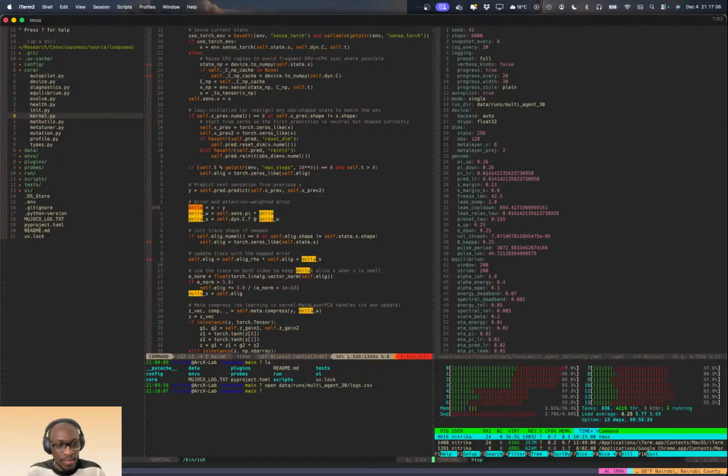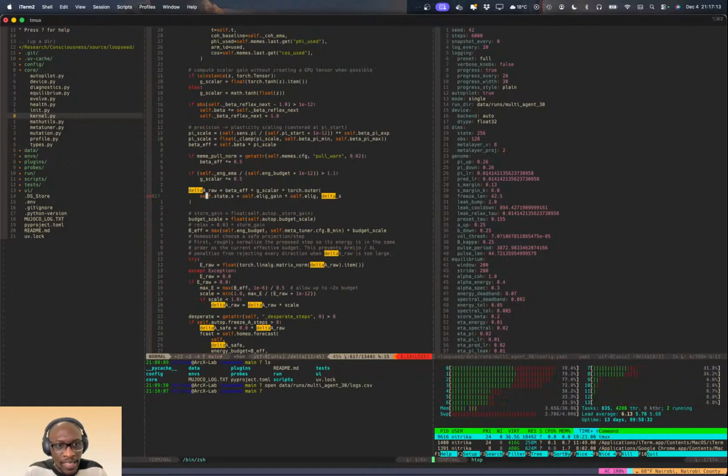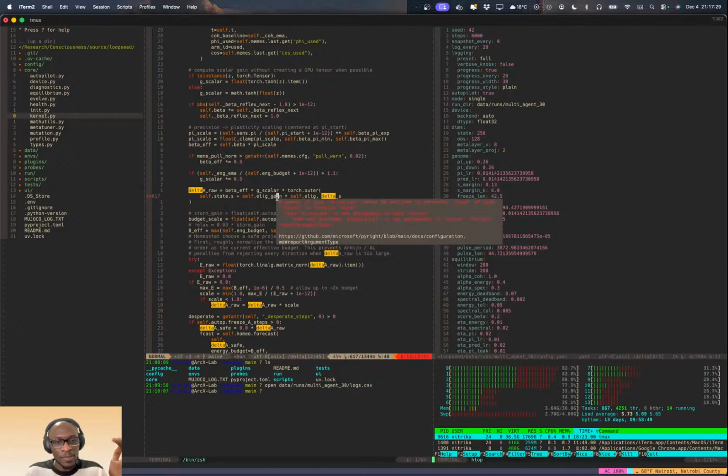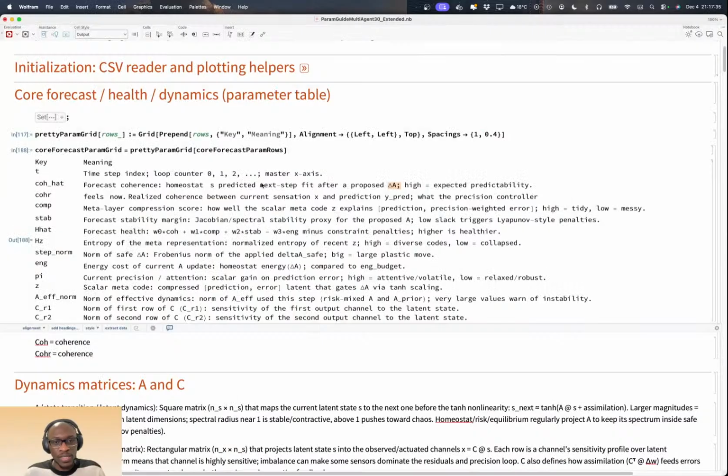Okay, should be somewhere. Is it this? Yeah, delta. We have delta rho A, which takes in beta effective, and then the state of the system plus maybe the gain at that specific state, and then delta S. So we get the delta A through that. We want to use delta A, using the current state of the system, to check the state of the system at the next step, or the coherence of the next step state.